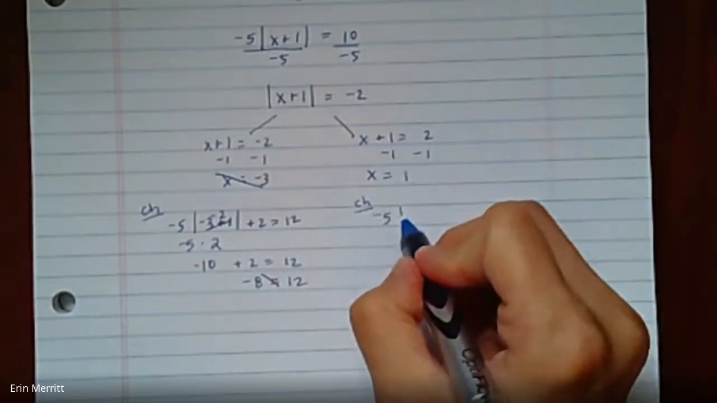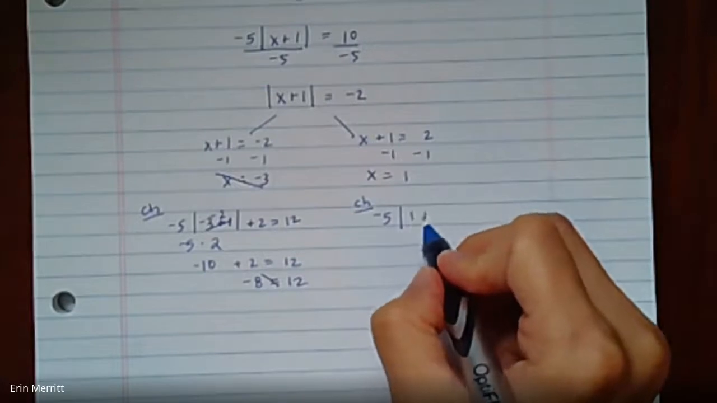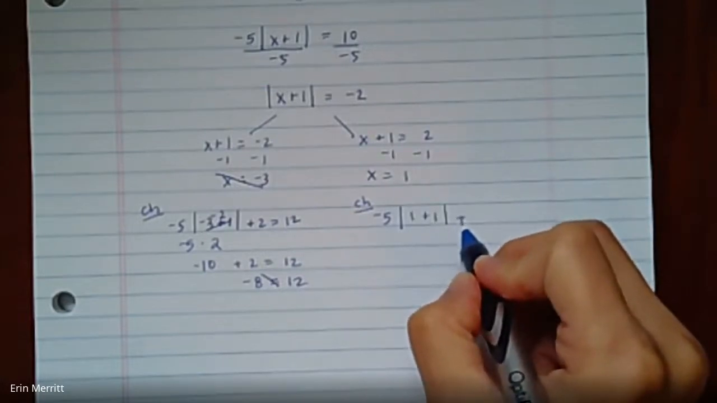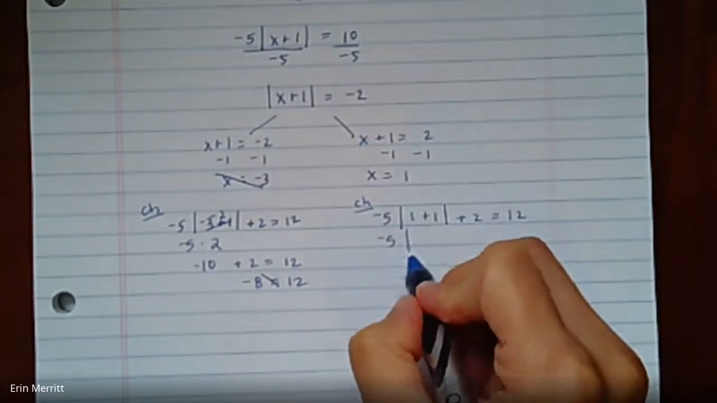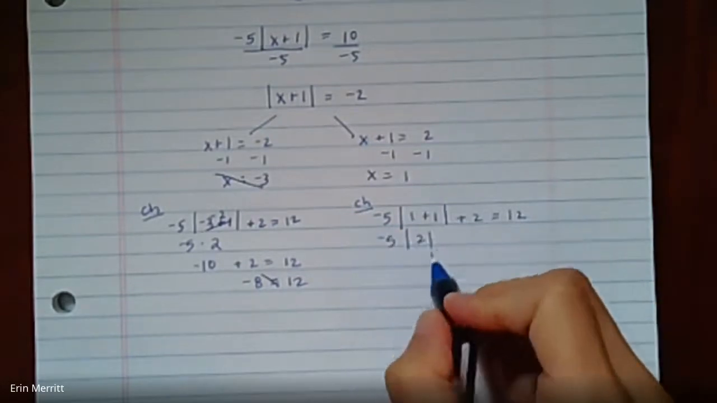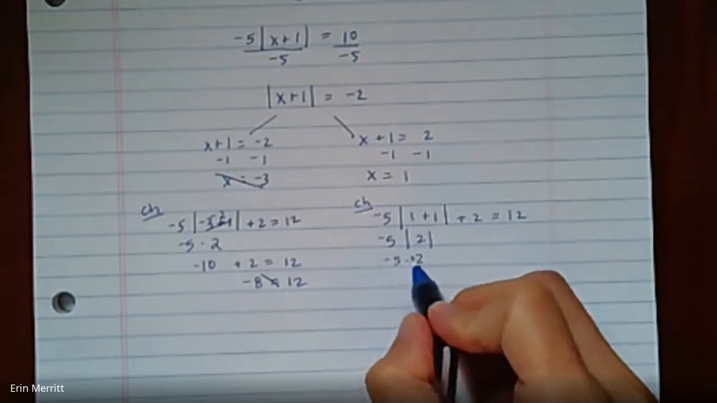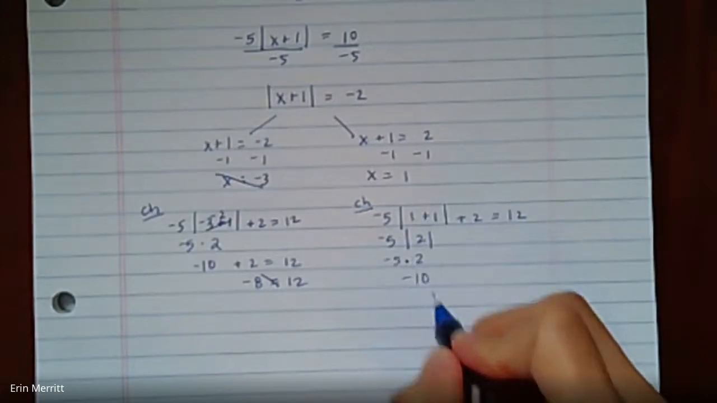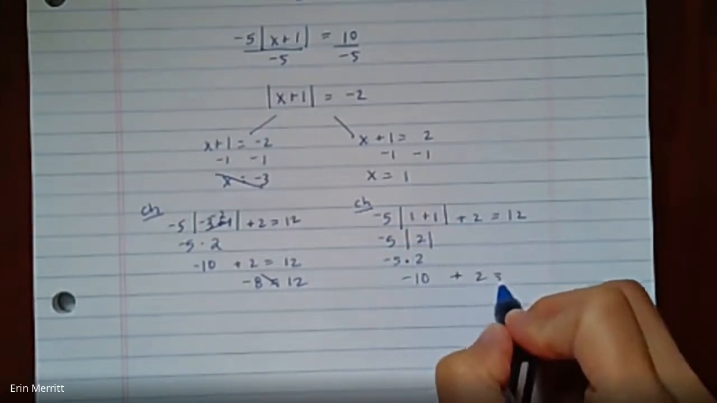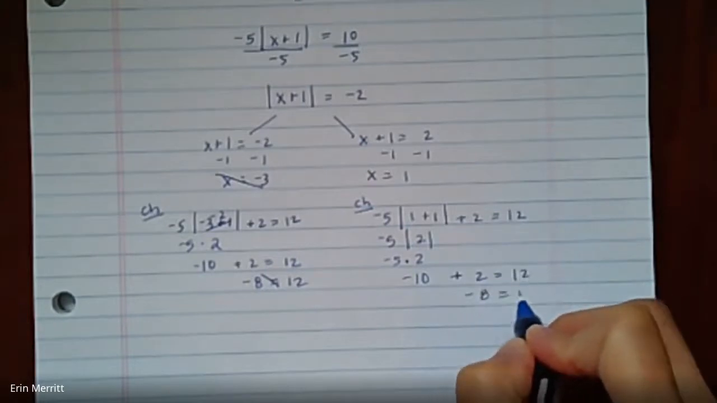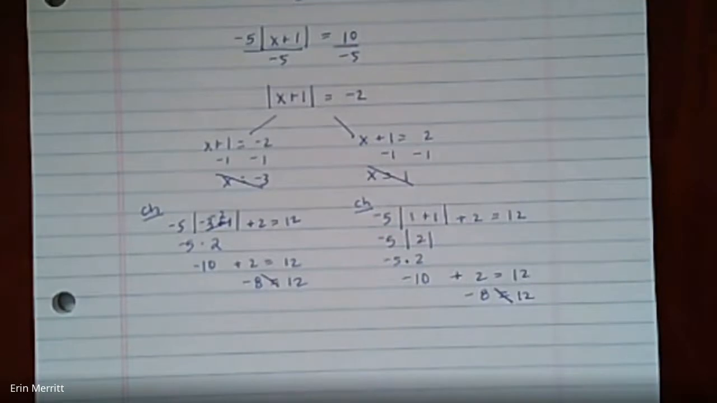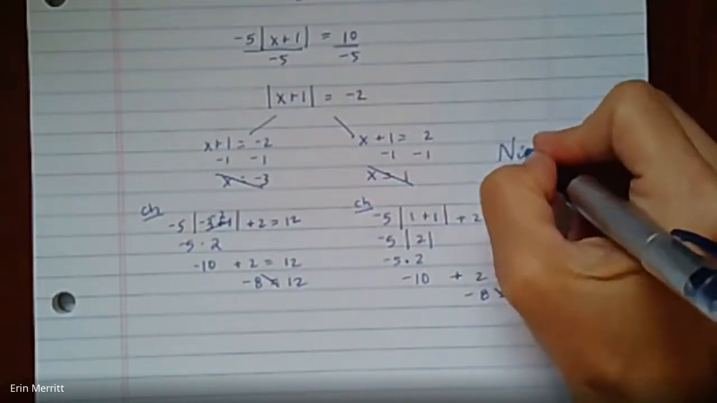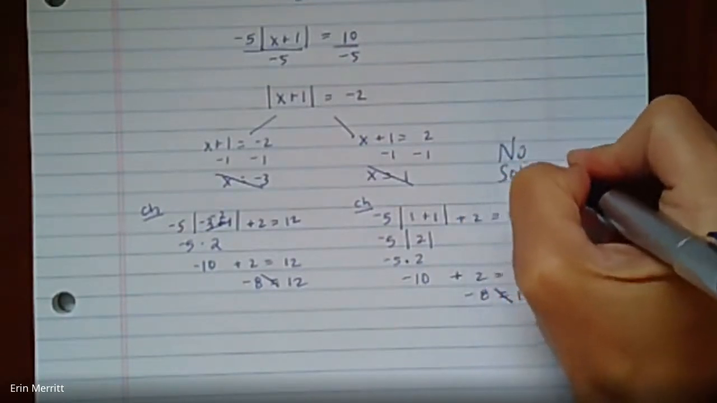It's negative 5 times the absolute value of 1 plus 1, and then plus 2, and then equals 12. All right, we get negative 5 times the absolute value of 2, which is 2 all by itself, and then you get negative 10 again. So we end up with that same weird result. And so when both answers reject, here's where we end up with no solution.